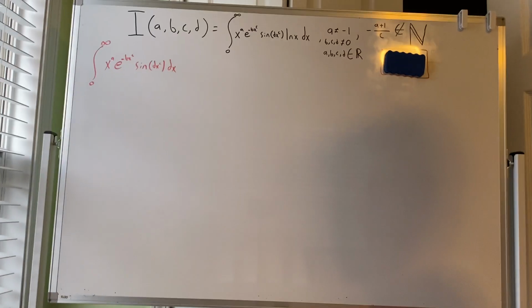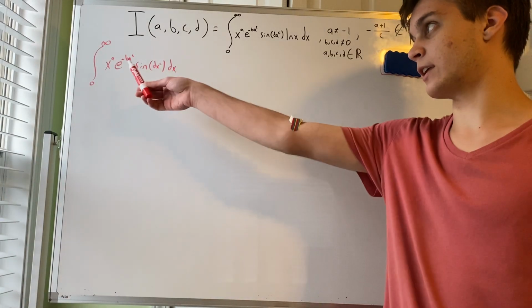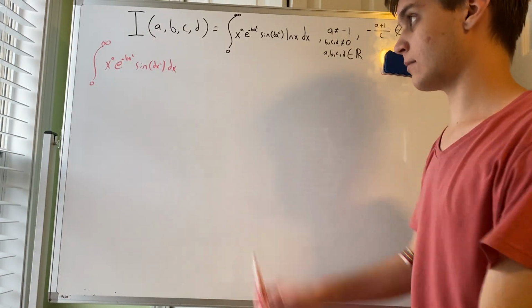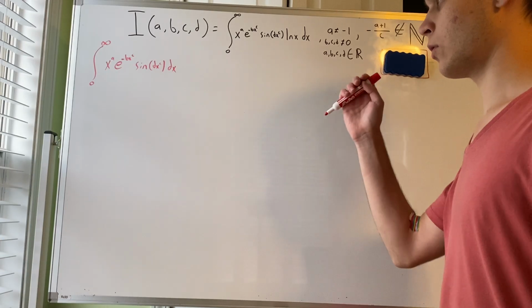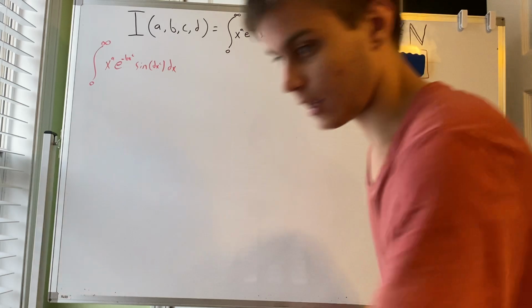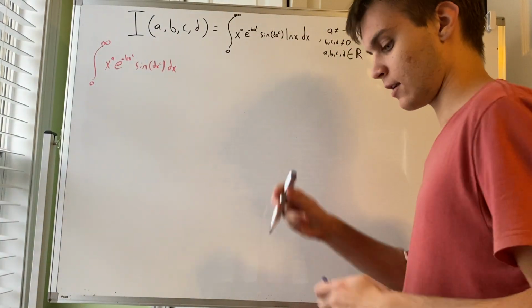So anyway, now we've got to figure out how to simplify this. The first thing that should come to your head is to get rid of the exponents in the arguments of the exponential and the sine function. So yeah, that's easier done than said.